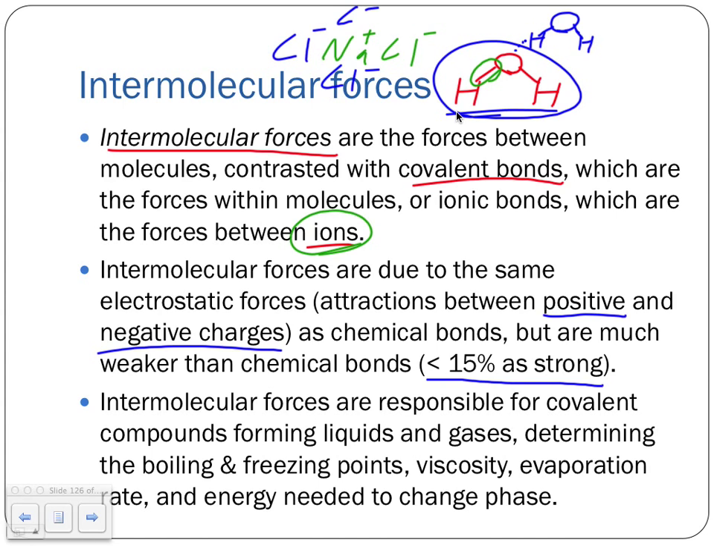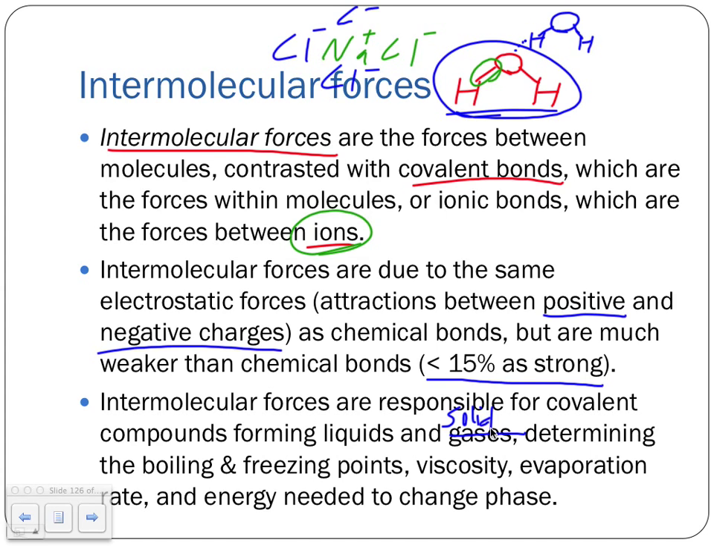Not very strong, but they're still responsible for a lot of characteristics of covalently bonded substances. And so it's the reason why covalent compounds form liquids and solids. That should be not liquids and gases, that should be liquids and solids. It determines their boiling and freezing points, determines their viscosity, how thick the liquid flows, their evaporation rate, the energy that's needed to change phase.